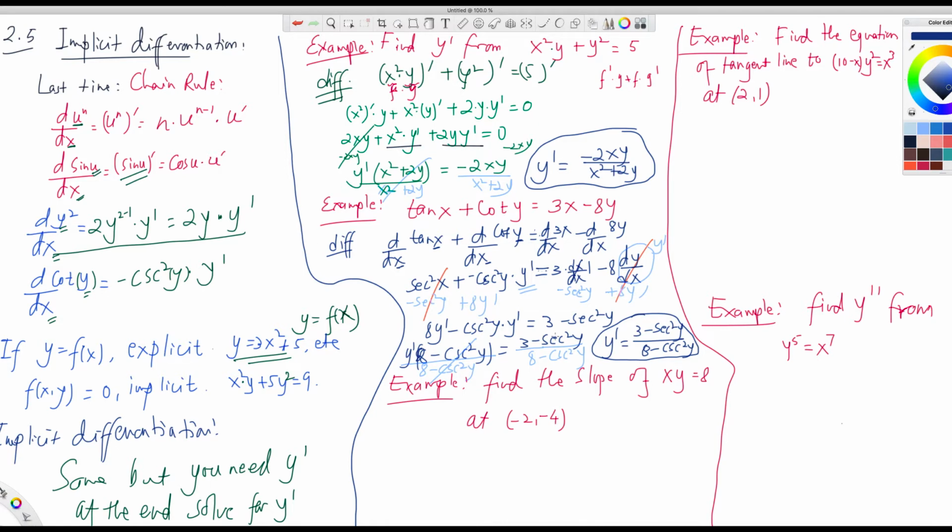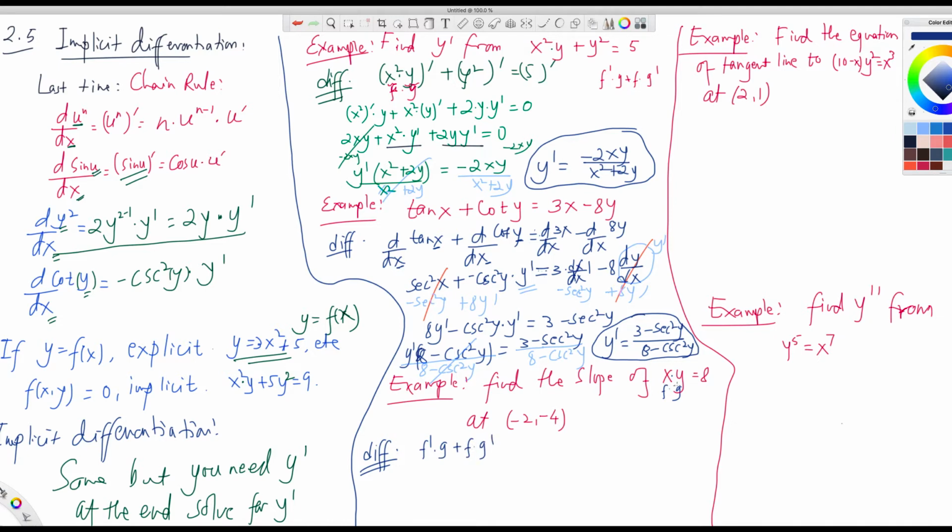Okay guys, so let's do this example. Find the slope of xy equals 8. Look at this. This is also product form, right? You need to use the product formula. So it is like f times g, or u times v, whatever you want. So what is the formula of the product? Let's write down, differentiating, or finding the derivative: f prime times g plus f times g prime.